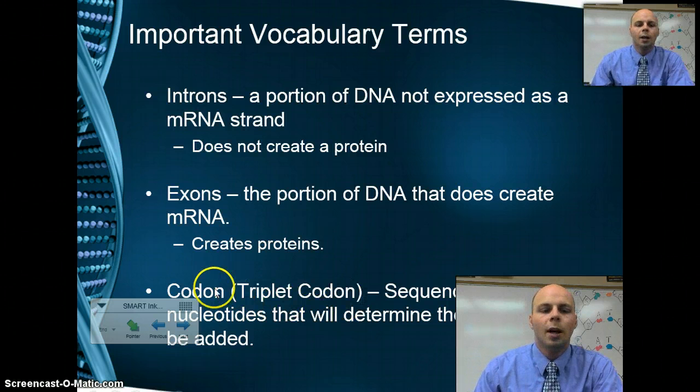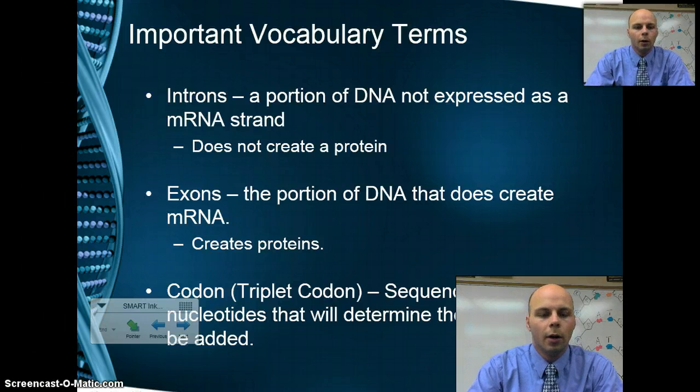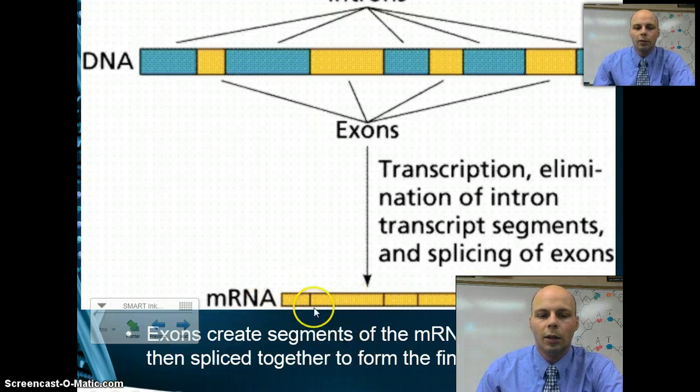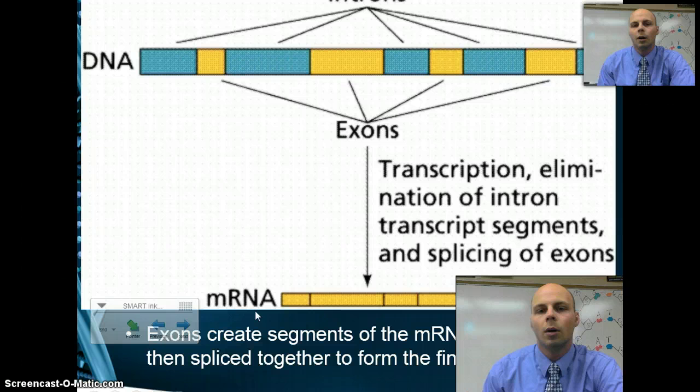And so we'll be talking more about triplet codons tomorrow, but that is where we are going to stop today, looking at introns and exons, because those are the important portions of information you can see here that will create a messenger RNA strand. And so this messenger RNA strand will eventually be creating protein, but we will cover that in the next portion of notes.